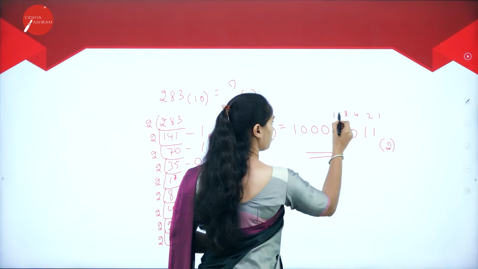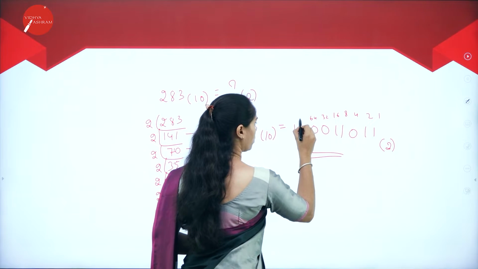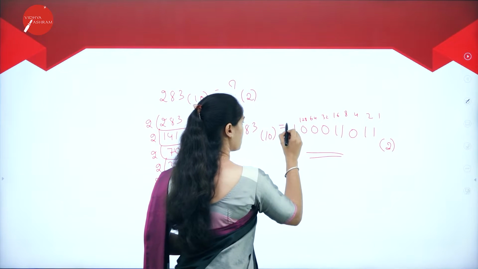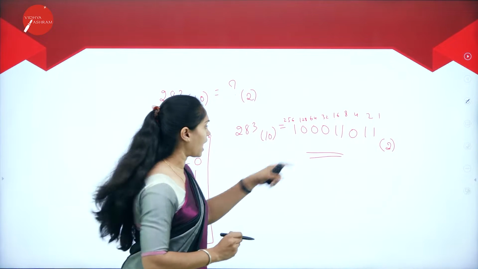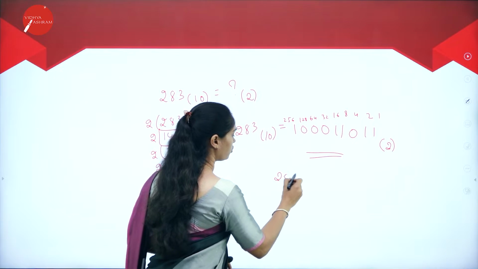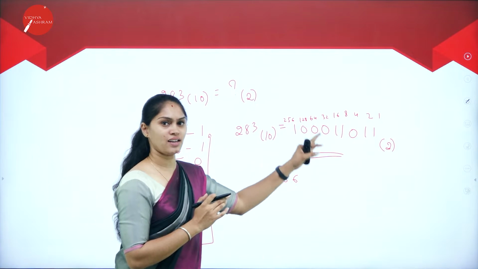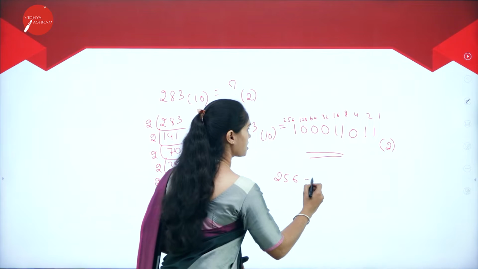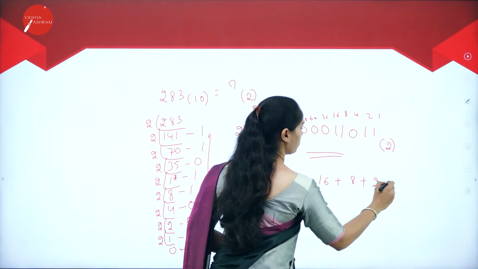8421, and here it becomes 16, 32, 64, and 128, and this becomes 256. So wherever we have 1, we'll add now. Okay. So for 250, this is just for your cross verification. Don't use this method in your examination. 256 plus 16 plus 8 plus 2 plus 1.